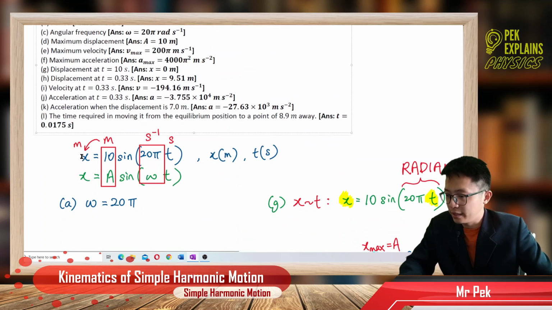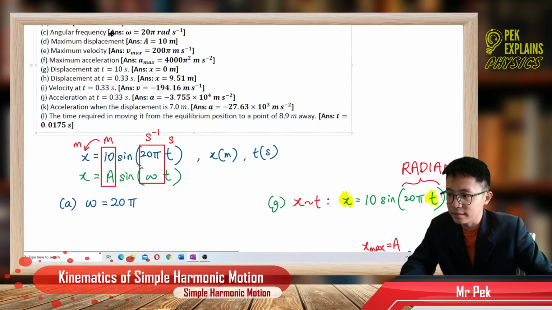Okay, it says that this x unit is meter, means that the amplitude is also meter. Same unit. Okay, the displacement is meter, so the amplitude is also meter. And when the time is in second, that means the omega is also per second. They must have the same unit.